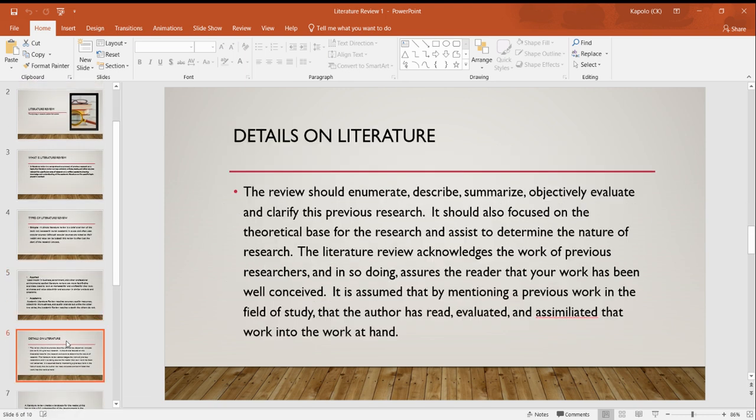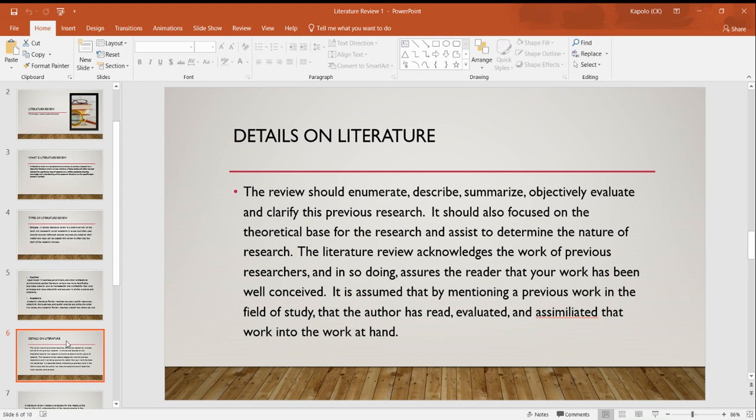And let me take you to the sixth slide, whereby we talk about details on literature review. It's just an insight about literature review. What you should know is that when it comes to literature review, the review should enumerate and describe summaries objectively, and evaluate and clarify previous research. It should also focus on the theoretical base for the research and assist to determine the nature of the research. Okay, do you get that?